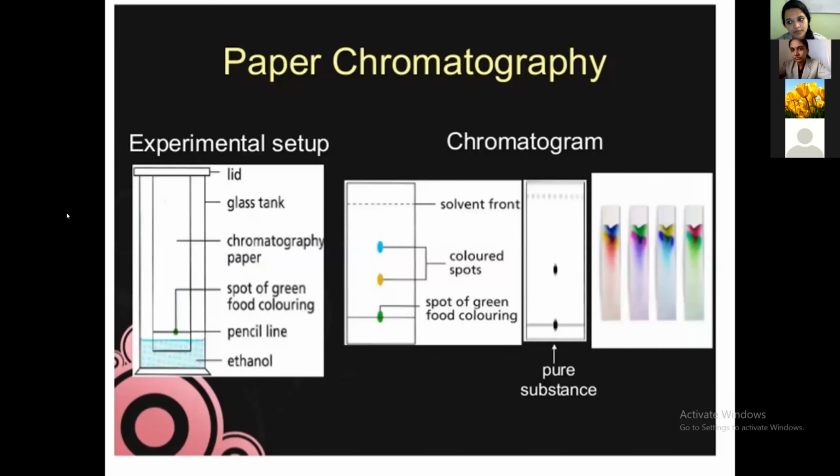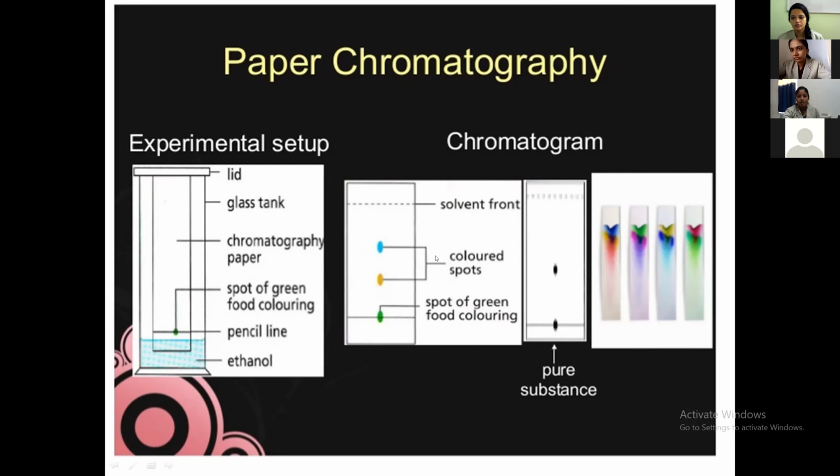This is the experimental setup for paper chromatography. Here we can see a lid, glass tank, and this is the chromatography paper. Also a pencil line is drawn and ethanol is taken in the beaker. And this is the one that we got as a chromatogram. Here you can see two colored spots and one spot of green food coloring.